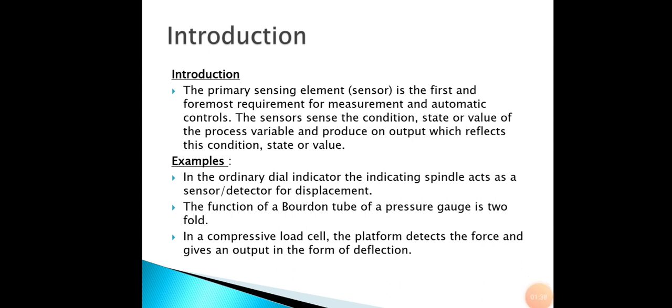Then examples: in the ordinary dial indicator, the indicator spindle acts as a sensor or detector for displacement. Then the function of the Bourdon tube of a pressure gauge is twofold. Then next, in a compressive load cell, the platform detects the force and gives an output in the form of deflection.